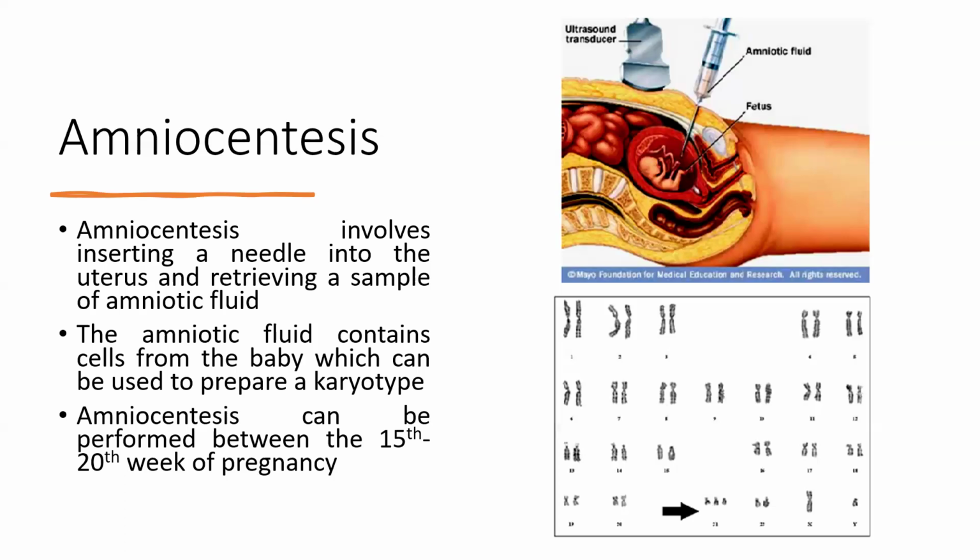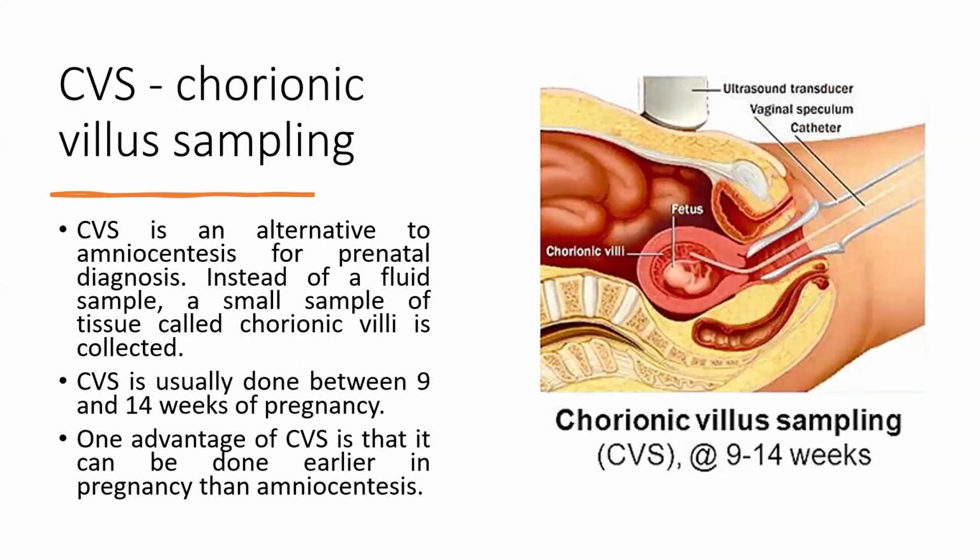There are other tools available should they want to do this even earlier. It is called CVS, which stands for chorionic villus sampling. The chorionic villus is developed from the same tissue that forms the placenta, and the placenta has the same kind of cell as the baby. This one is transvaginal, again guided by ultrasound. They basically take a bit of tissue of the chorionic villus, and then they prepare the karyotype from it. And this one can be done even earlier.